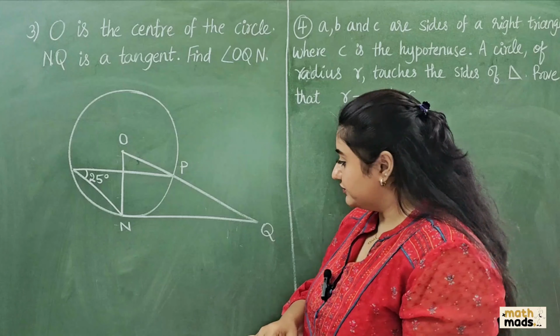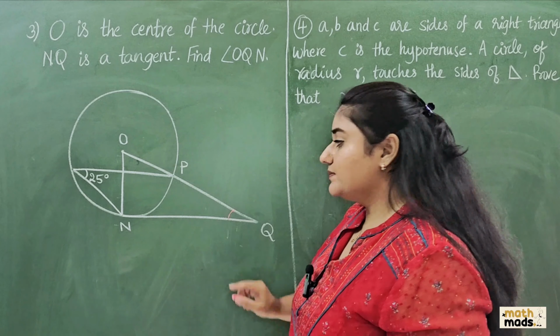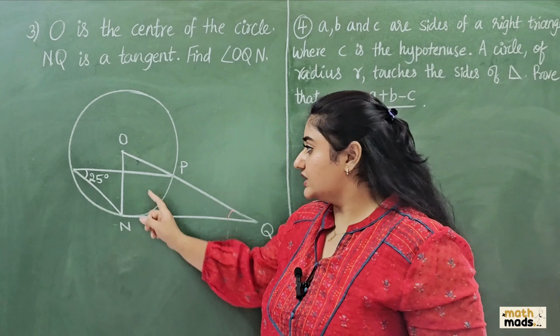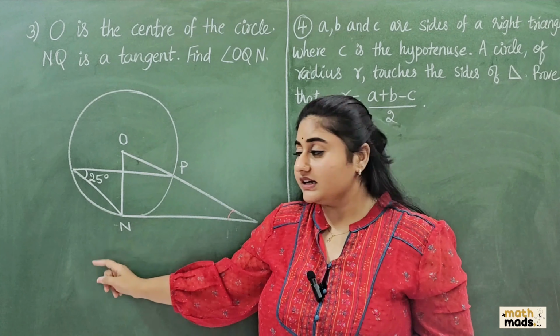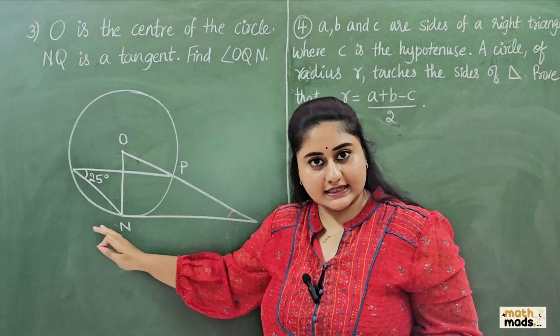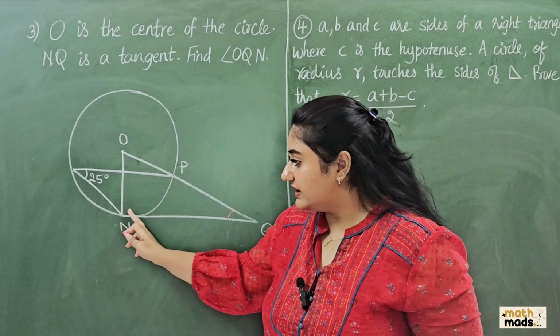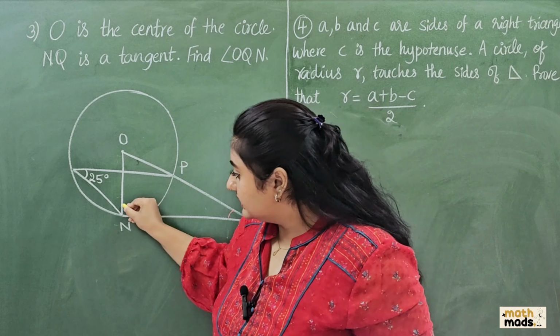Now the third problem is, O is the center of the circle, NQ is a tangent, find angle OQN. So I am supposed to find this angle. You can observe that this angle is part of the triangle OQN. Also, ON is the radius and QN is the tangent. Then what will be the angle formed here? It will be 90 degrees.